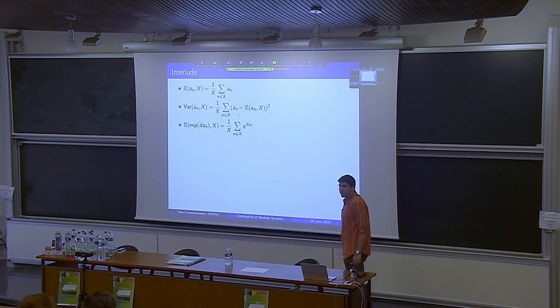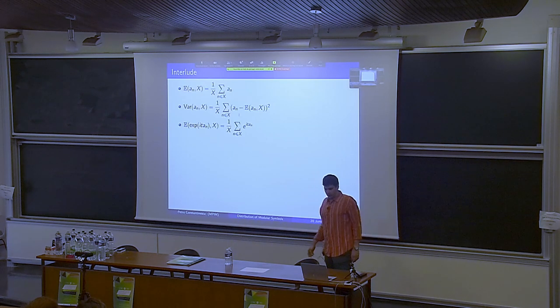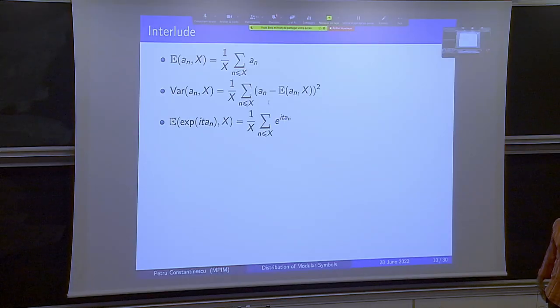I want to make a very small interlude to say why we care about the normal distribution in number theory and why it appears. From now on, a_n will be just a random sequence. I'll put some definitions. The expectation up to x: I just take the average of all the elements up to x. And I define the variance as the square of the elements minus the average. Also I define the moment generating function. I put an extra variable t, which will be a real variable. And this will be the moment generating function, because you see that the derivatives of this in t will give you the moments of the sequence.